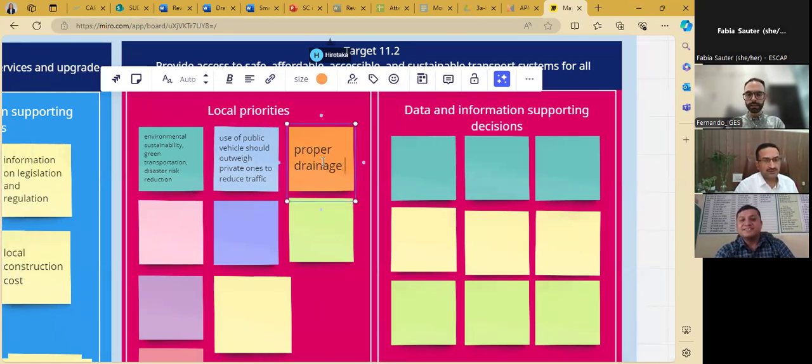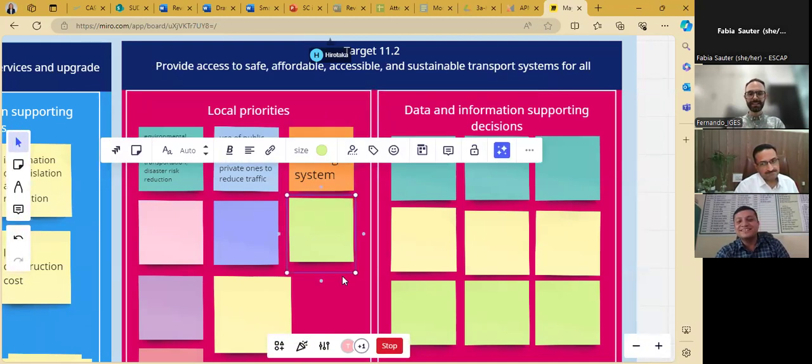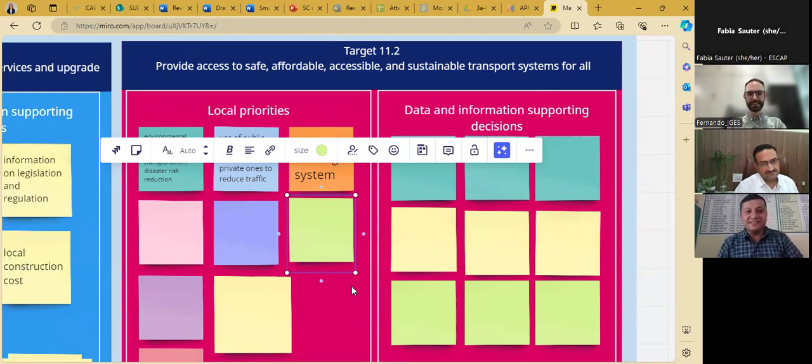Frankly speaking, I do not have sufficient data and other information supporting these decisions. I'll add more whenever I feel that it's necessary. You can go with other mayors. Okay, thank you so much.